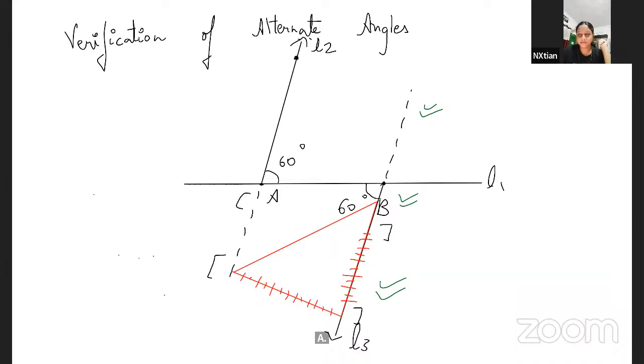Yes, Anshul. So if the alternate angles are equal, then we can confirm that L2 and L3 are parallel lines. Yes, that's right. Because angle A and angle B, which are alternate to each other, are equal. Both are 60 degree. So L2 and L3 are both parallel lines. Okay.